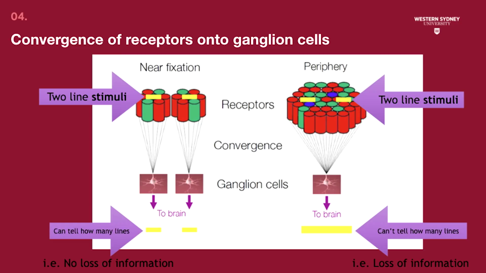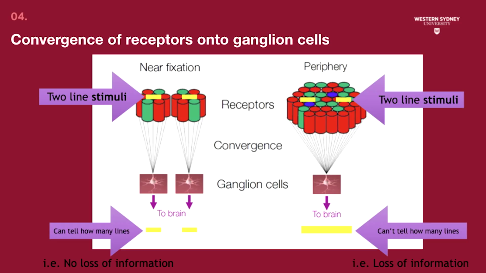Let's imagine that we're presenting two short yellow lines to the fovea and two short yellow lines to the periphery. Because there's less convergence in the fovea, each line will stimulate a unique ganglion cell. If only one line was presented, only one ganglion cell would be stimulated. In other words, the brain would be able to tell which line or whether both lines were presented, and no information would be lost.